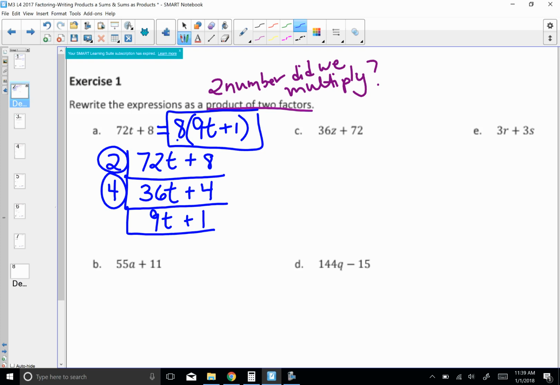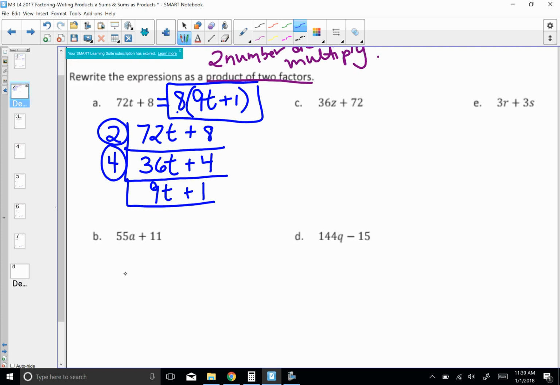Okay, look at letter B underneath it there. 55a plus 11. So I could do the area model again. I'm just going to go with Mrs. Zimmer's upside down cake as a different strategy. 55a plus 11. Well, they're not both even. I can't use 2. 11 is a prime number. The only way to multiply to 11 is 1 times 11. So can I use 11 times something to get 55? I think I can. 11 times 5 is 55.